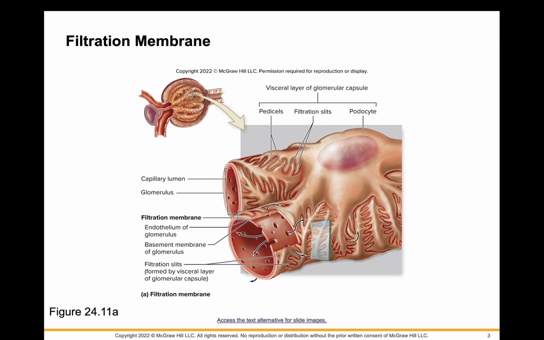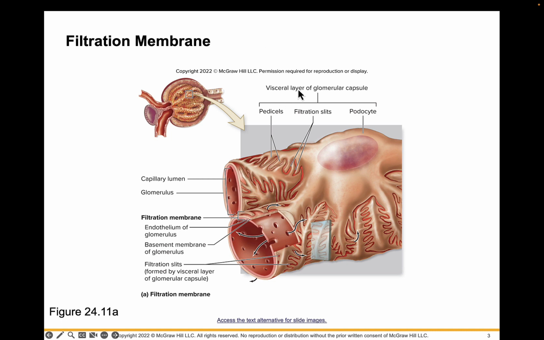Now, the first thing that we have to talk about is the filtration membrane. So let's take a look at this particular image here. And notice the first thing here. We're basically looking at the glomerulus, and we're also going to see some visceral layers of the glomerular capsule. And so we have the capillary lumen, and notice once again, this is the glomerulus itself. And what we want to take account of here is the filtration membrane. This is made up of the endothelium of the glomerulus, the basement membrane of the glomerulus, and filtration slits that are formed by the visceral layer of the glomerular capsule.